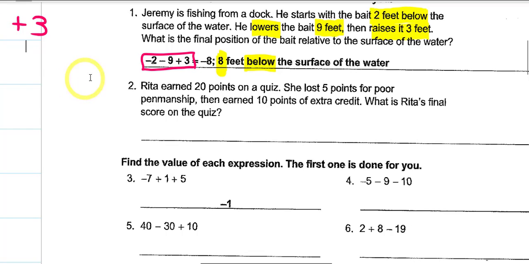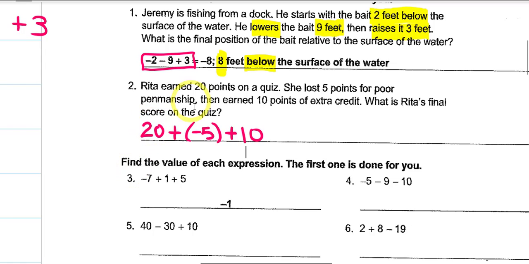It says, Rita earned 20 points on a quiz. She lost 5 points for poor penmanship, then earned 10 points of extra credit. What is Rita's final score on the quiz? So for this one, I'm going to, as I always do, add all of the terms together. So I'll have a +20 plus a -5. She lost the 5 points. Then we're going to add the 10 points she earned for extra credit.